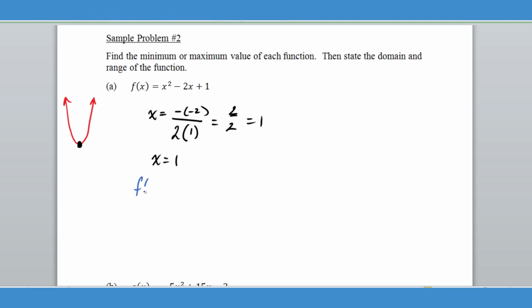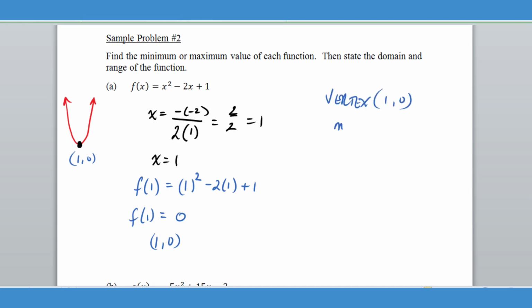And then we want to find the y value for that. And so remember, whenever you evaluate any function, please use parentheses, and then we have 0. So we actually have a vertex of (1, 0). So we can say our vertex of (1, 0) gives us a minimum value.